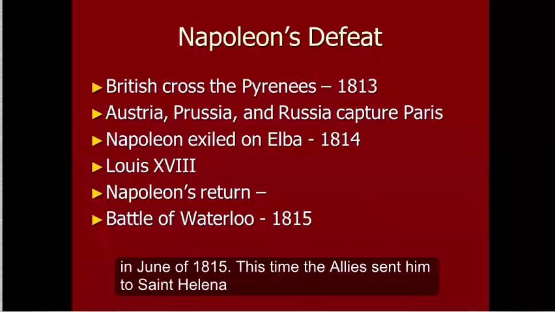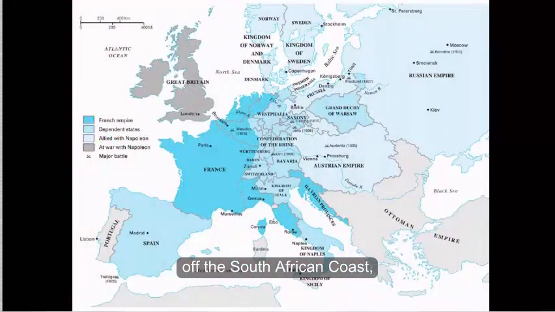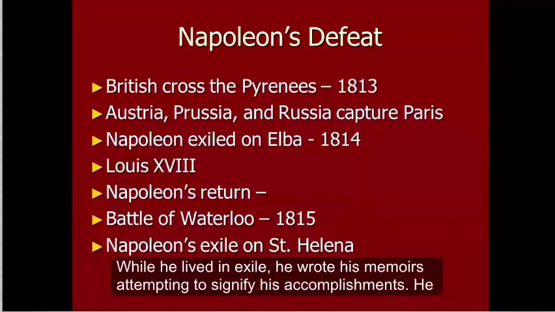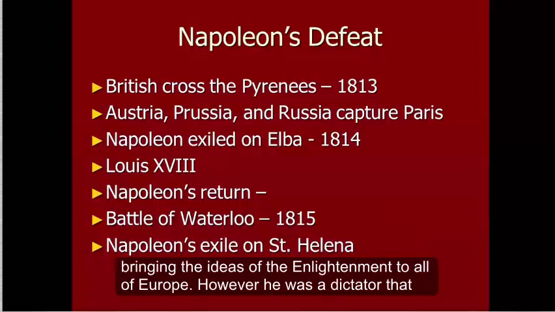This time the Allies send him to St. Helena off the South African coast, and he dies on May 5th, 1821, at the age of 52. While he lived in exile, he wrote his memoirs attempting to signify his accomplishments. He wanted to create a so-called United States of Europe, bringing the ideas of the Enlightenment to all of Europe.